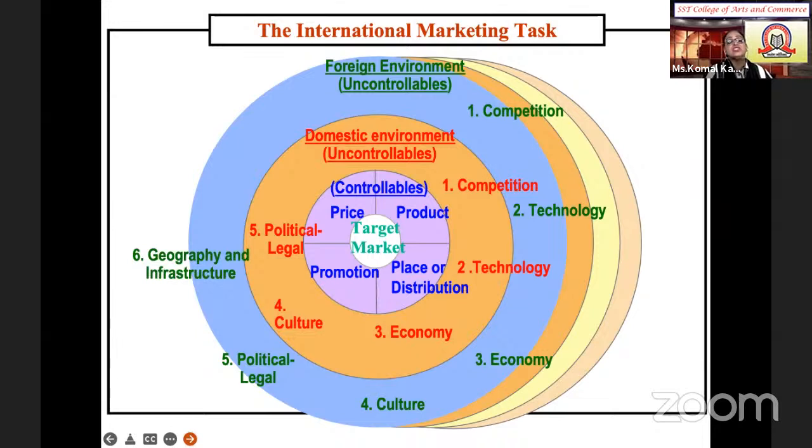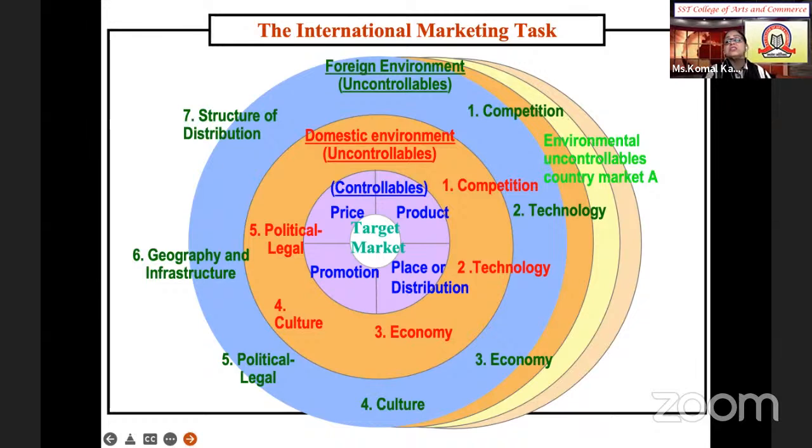Geography and infrastructure. Geography relates to natural resources, the availability and unavailability of natural resources. And definitely the infrastructural development on the basis of geography, land, soil, and other productive resources is not controllable. Structure of distribution, how the logistics and supply chain management is working internationally. We cannot definitely control those.